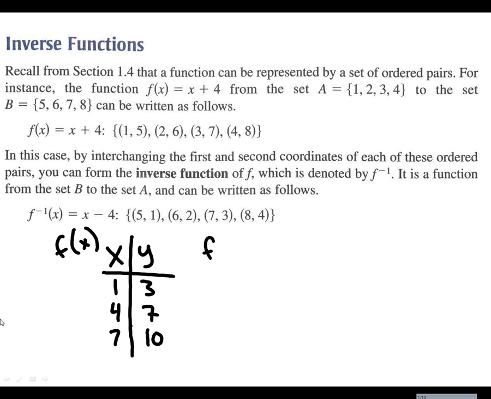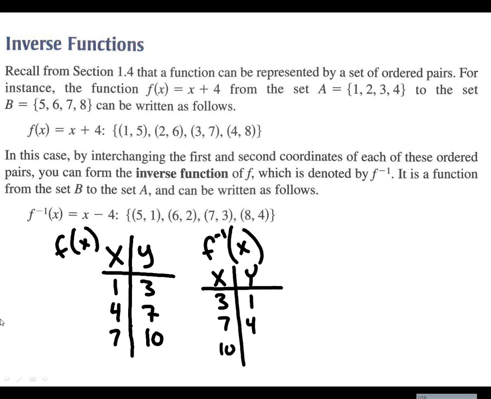Then if we did the inverse of that function, the x's and the y's would switch. So instead of (1, 3), now we're going to have (3, 1). Instead of (4, 7), now we're going to have (7, 4). Instead of (7, 10), now we're going to have (10, 7). And we can see right here denoted f negative 1. That's how we say the inverse of our original function.